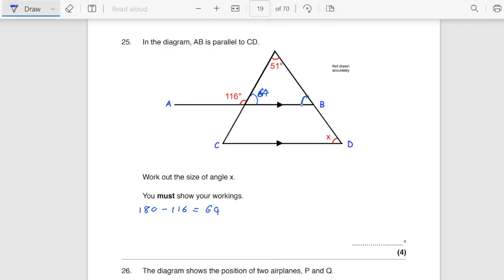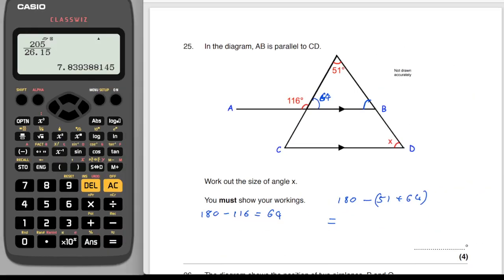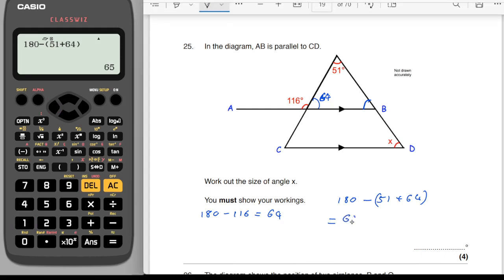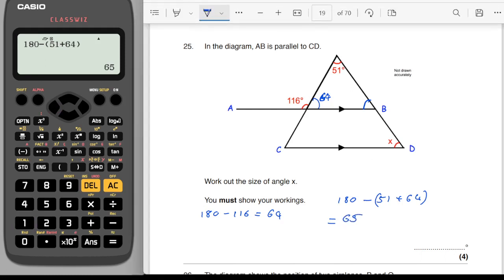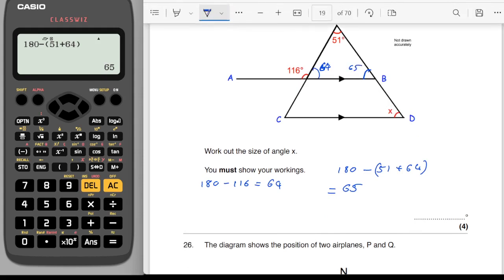This angle here is going to be equal to 180 minus 51 plus 64, because angles in a triangle add up to 180. So I'll bring my calculator in, first time in a few questions. 180 minus 51 plus 64. Missed out my 1 there. So that's going to give me 65. And then that's a corresponding angle, so that angle x would also be equal to 65.